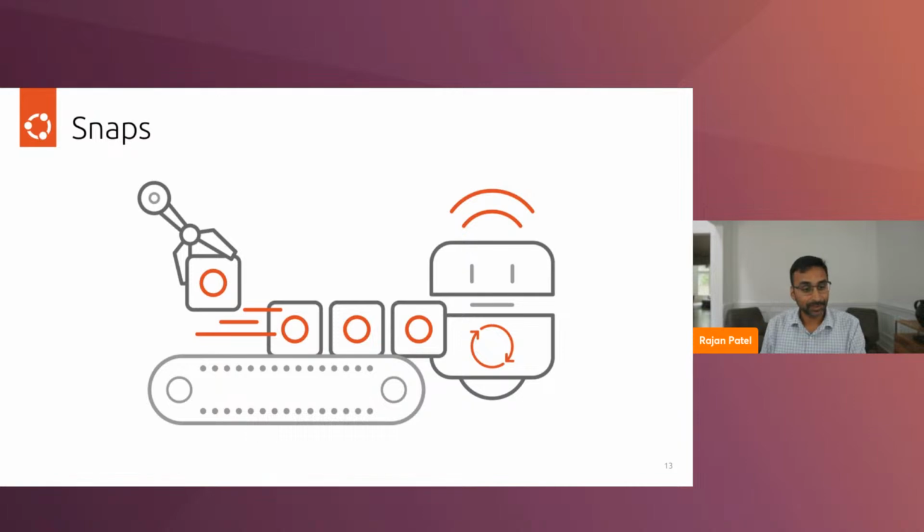So snaps have the ability to self-update, but it is possible to control this behavior on a machine-by-machine basis or at scale by using Landscape or a self-hosted snap store.